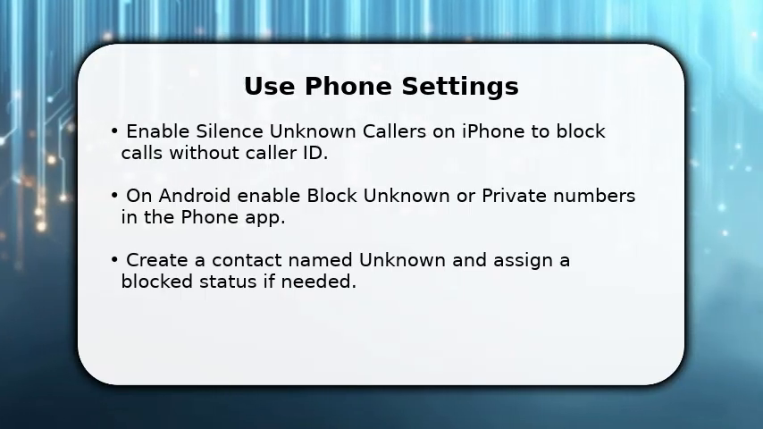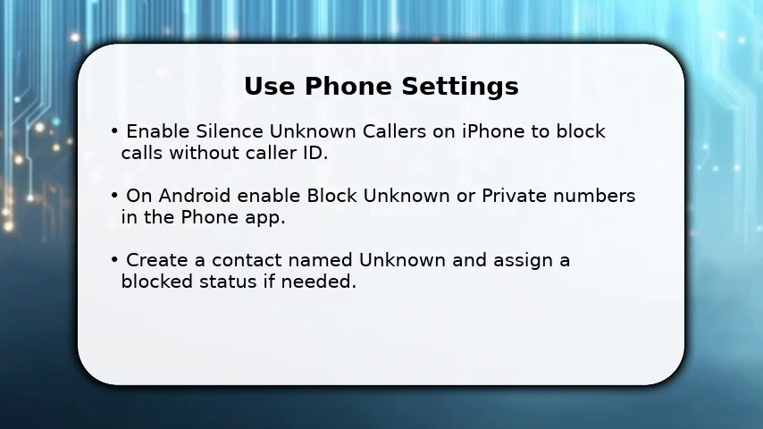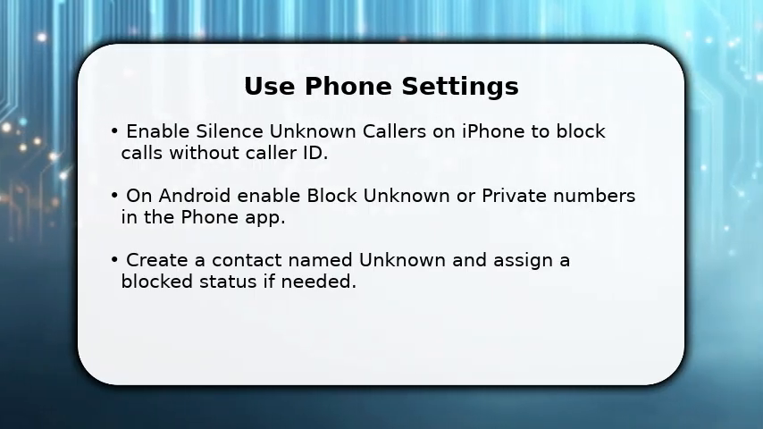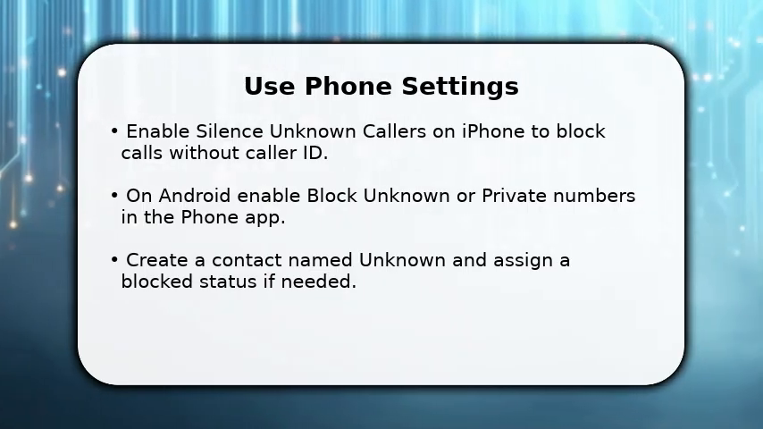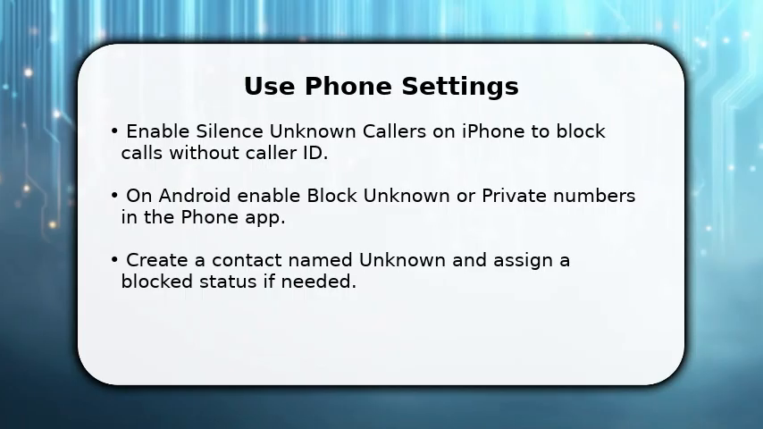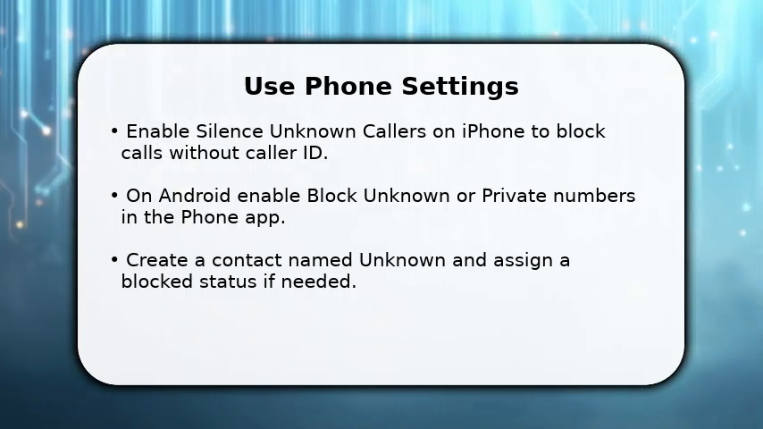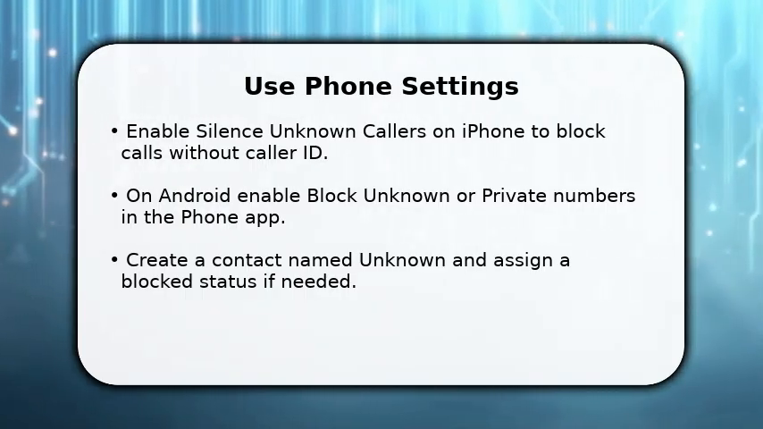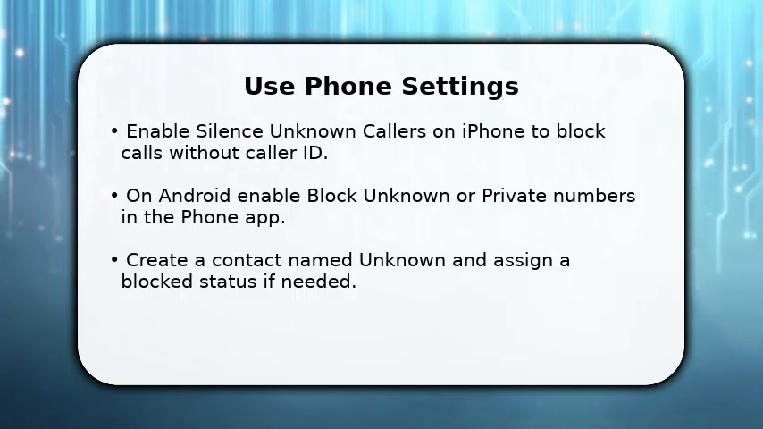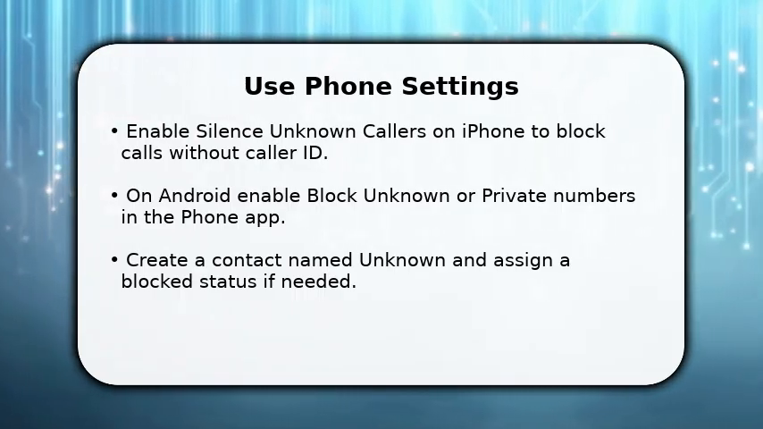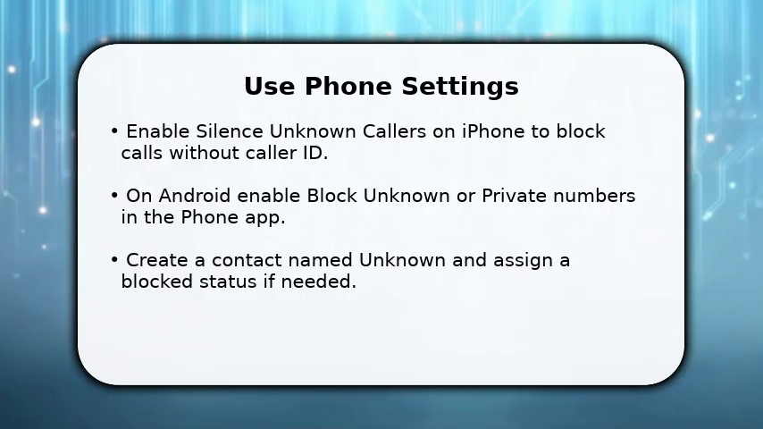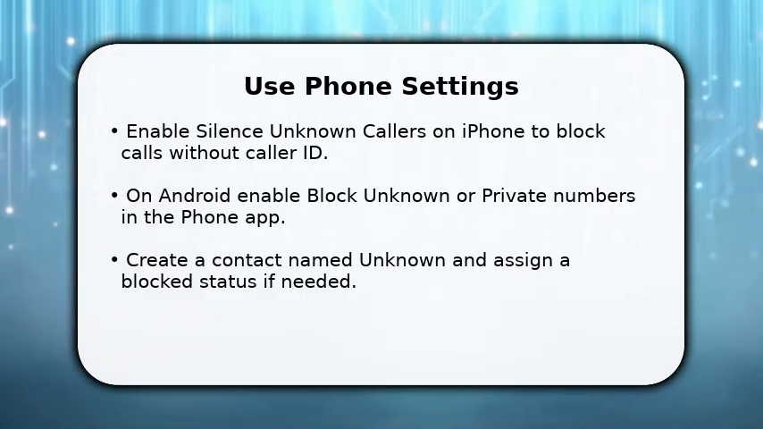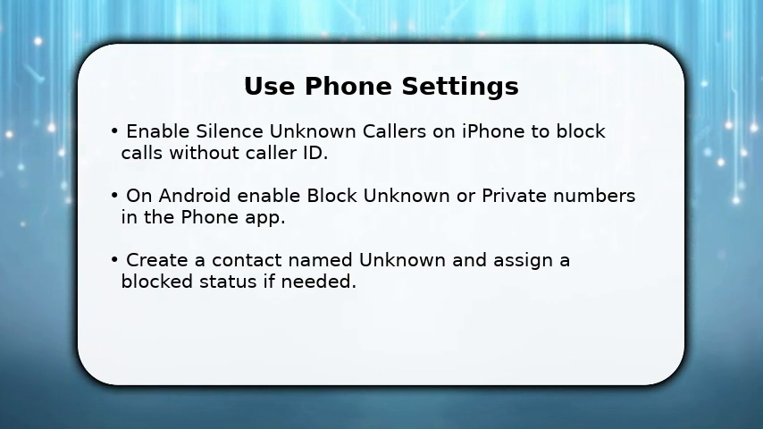Open your iPhone settings and tap Phone to manage incoming calls. Enable Silence unknown callers to send calls without caller ID to voicemail. On Android, open the Phone app and tap Settings to find blocked numbers. Toggle Block unknown or private numbers to stop anonymous calls from ringing. These built-in options work without knowing the exact number. They prevent unwanted interruptions while preserving calls from saved contacts and verified businesses.